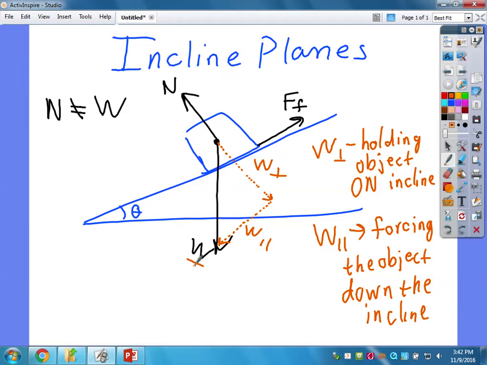And so with that, if we recognize that, we can go, okay, now I can see, hey, the normal is going to work against the perpendicular, the parallel will work against the frictional force. The thing is, though, how do I figure out these two? What if I'm only given the weight? How do I figure out these two? Well, I need an angle.